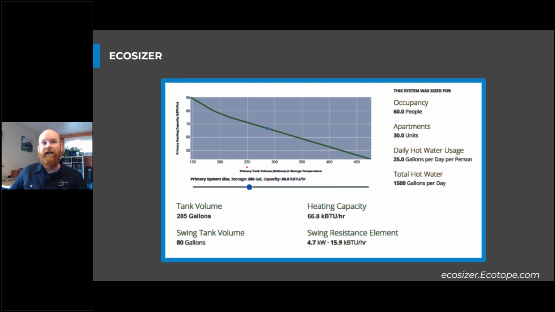So typically gas systems were sized with very low storage volumes and very high heat capacity. In heat pump systems, heat capacity is typically more expensive than storage volume. So it might be advantageous for you to reduce the amount of heat capacity you need and increase the storage size. You're still going to meet the load. You're just trading off between those two parameters. And that's really one of the greatest values of this tool known as the EcoSizer. And you can find it at ecosizer.ecodope.com.